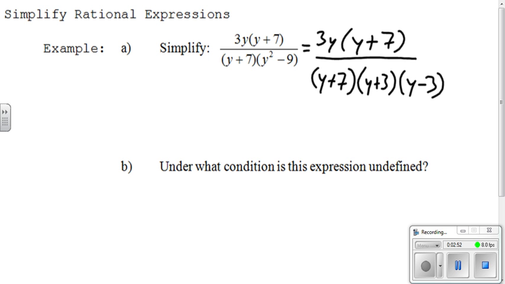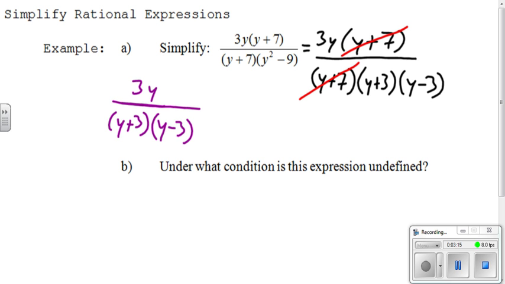Now from here, we just cross out all the factors that double up. So y plus 7 and y plus 7, which means that we've now got the simplest form of it: 3 times y, 3y, over y plus 3, y minus 3. So this is the most simplified version of our rational expression that we can get.